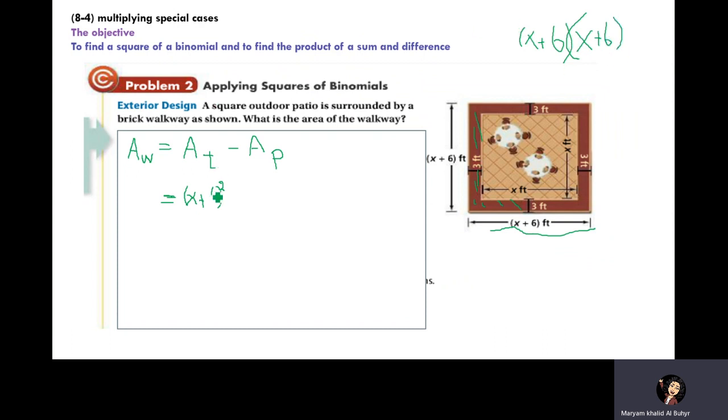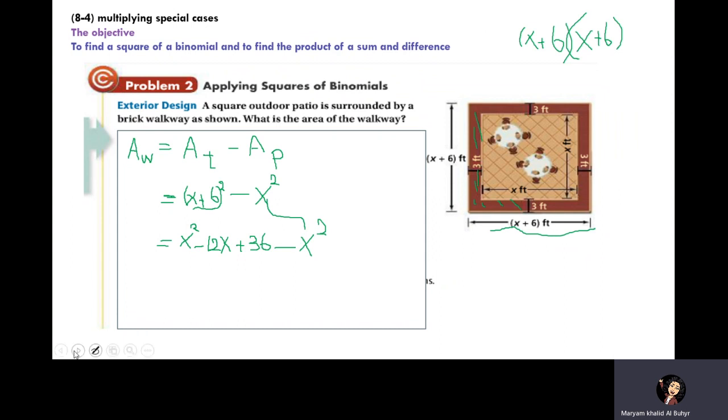Then you need to multiply them. But I wrote it like this because I want to use the rule that I just showed you. Then we need to find the area for the small one, x times x, which is x squared. I learned what to do with this one in the previous problem. So that is x squared, the last one squared, which is 36, 2 times x times 6, which will be 12x, plus 36, drop this one, minus x squared.